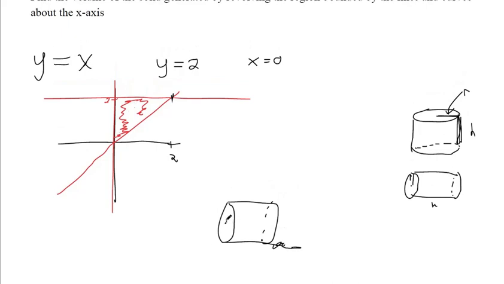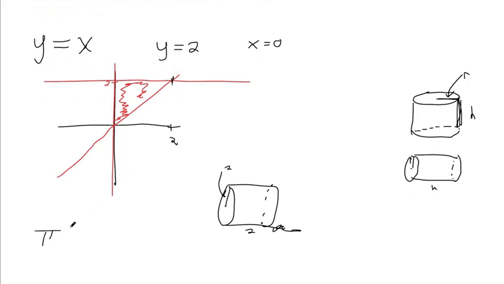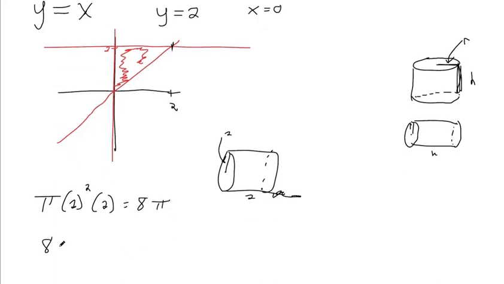So from here to here, that has a radius of 2. And then the height is also 2. This distance right here is 2. Okay. So the volume, including both the shaded area that we want and this area that's not shaded that we don't want, is pi r squared h. So that's 8 pi.